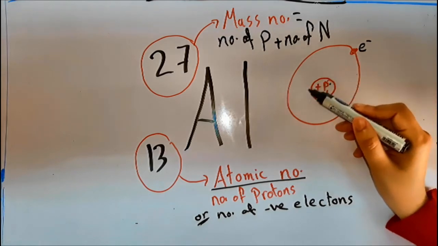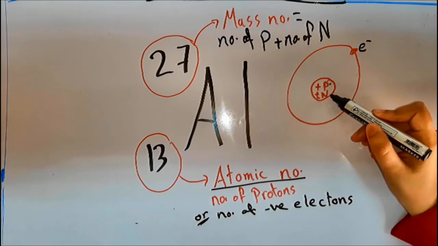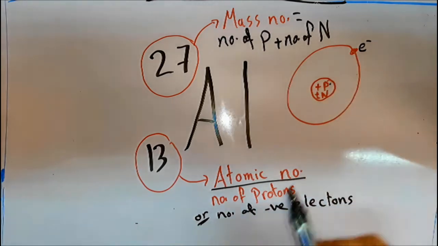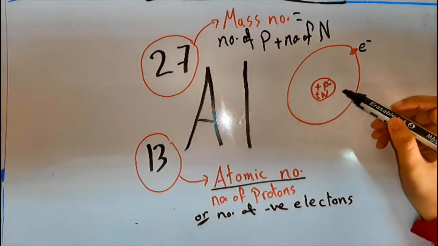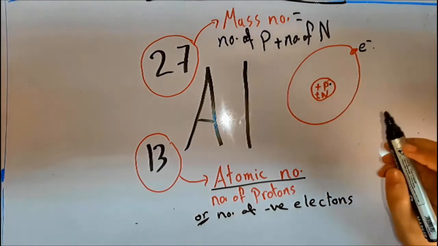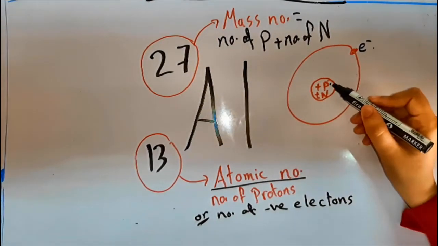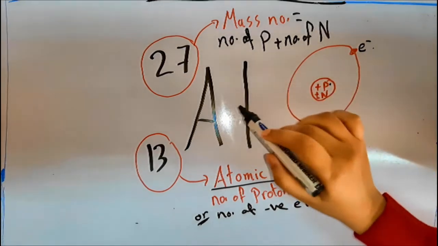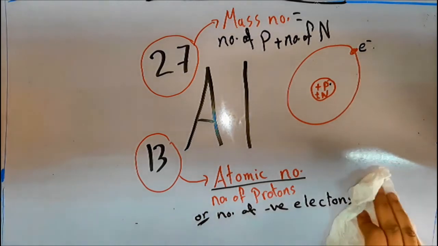The mass of the atom is concentrated in the nucleus, so the mass number equals the number of protons plus the number of neutrons. Here, the atomic number of aluminum is 13. We can say that the nucleus of the aluminum atom has 13 protons and 13 electrons. But the mass number of aluminum is 27. It means that the sum of protons and neutrons in aluminum equals 27. We will do some exercises about mass number and atomic number.